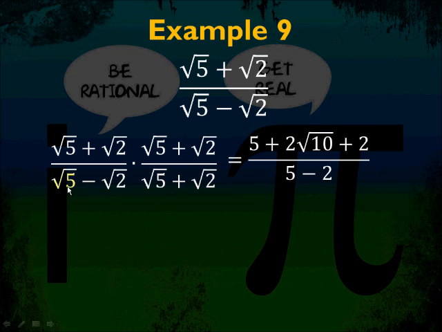In the denominator, you have a squared, which is 5, minus b squared, which is 2 squared, radical 2 squared. So you have 5 minus 2 in the denominator. Combine like terms, you get 7 plus 2 root 10 over 3, and you're done.